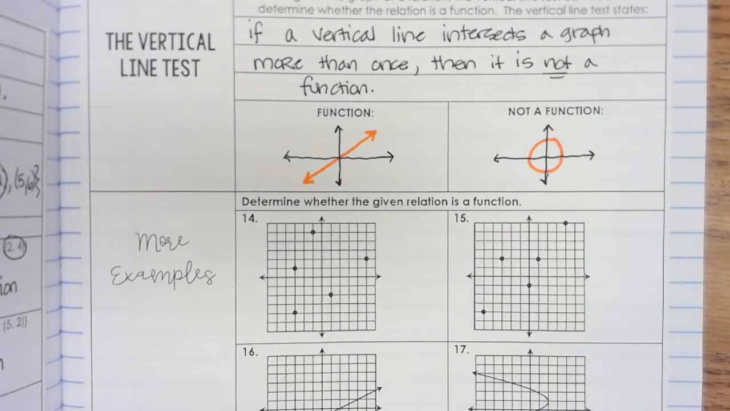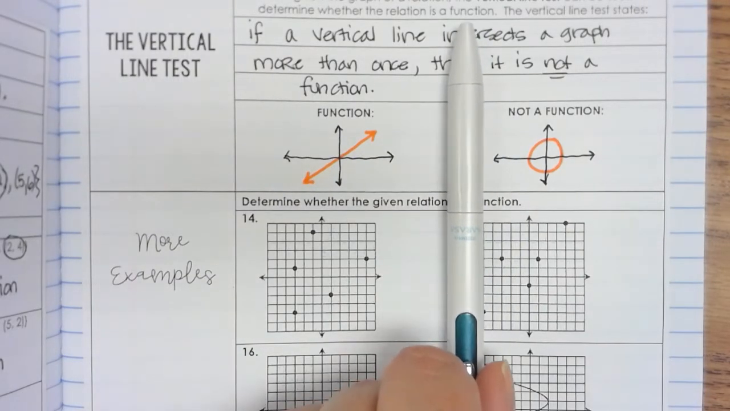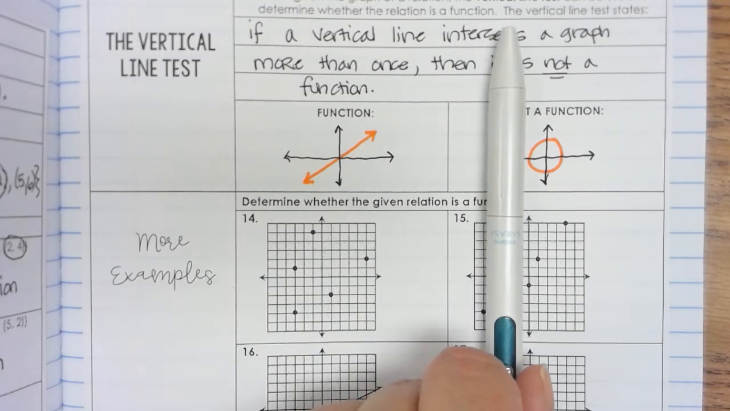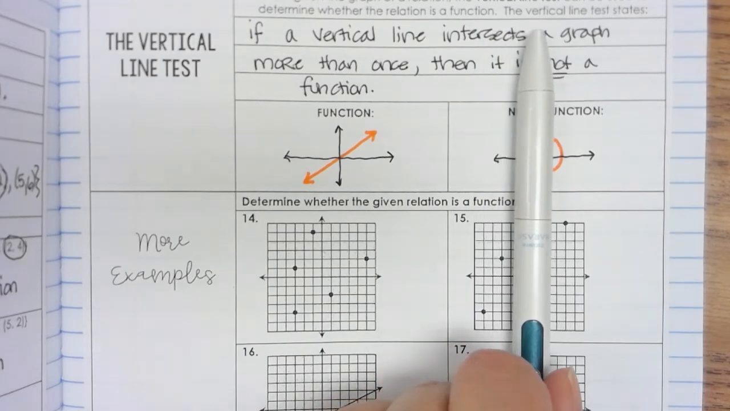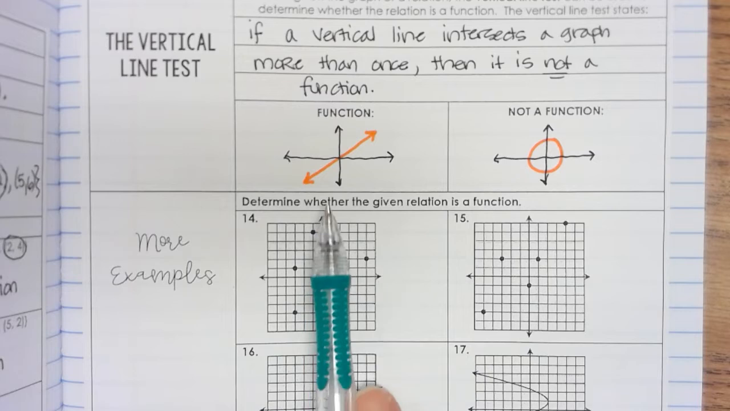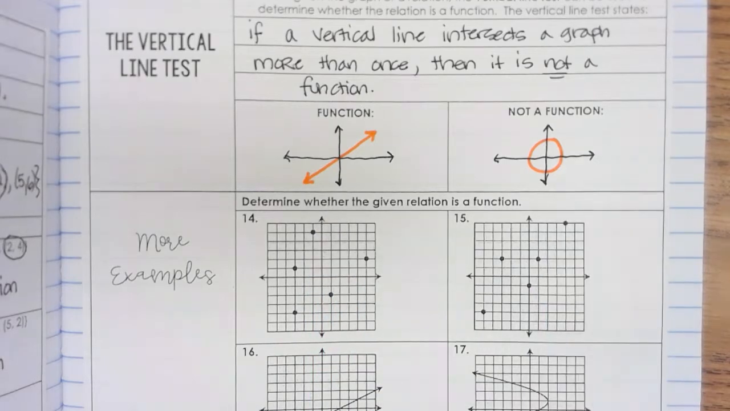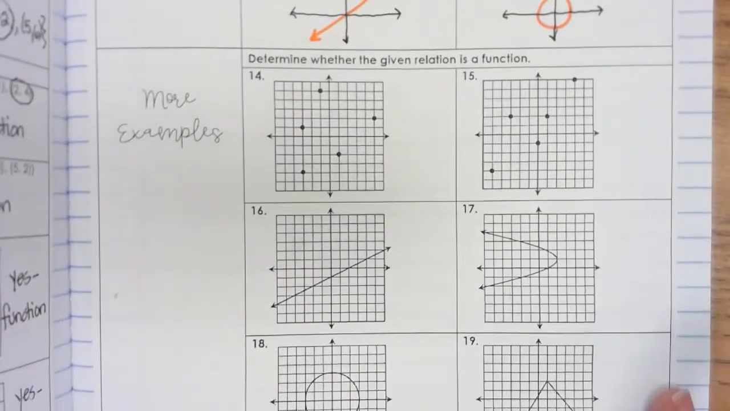So you want to imagine, and you can actually use your pen to go across and see, am I hitting it just once or am I hitting it twice or more? If it's once, it's a function. If it's multiple times, it's not a function. So let's take a look at these examples.